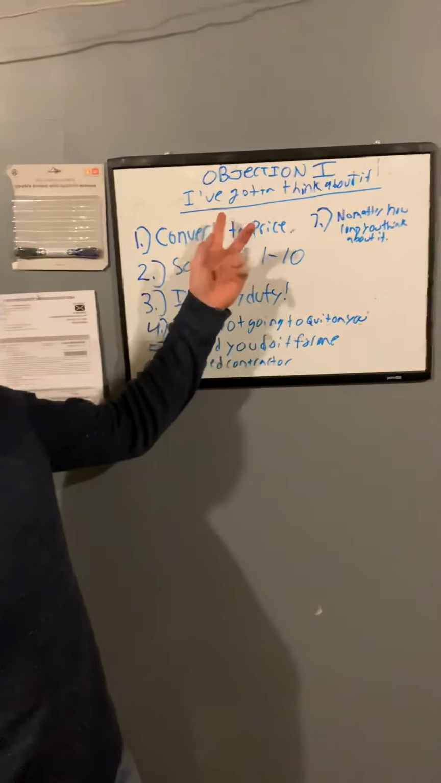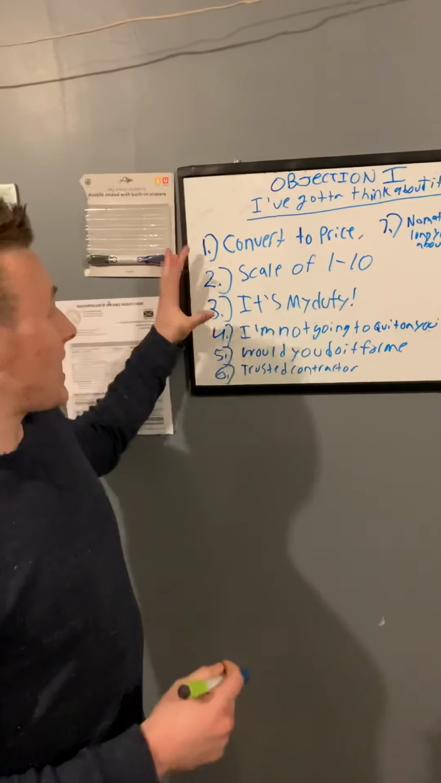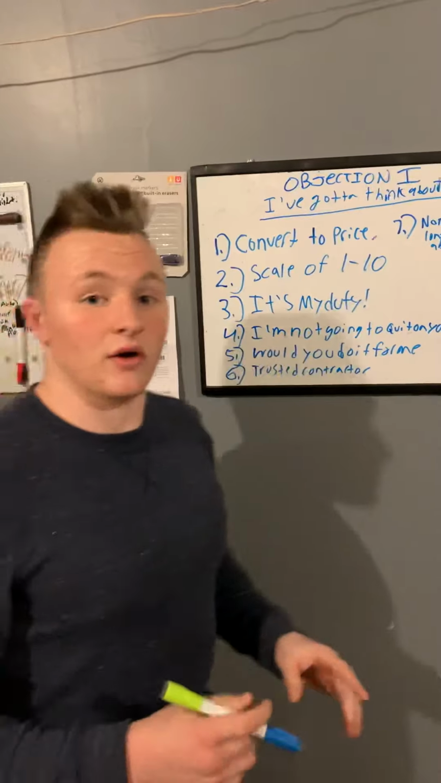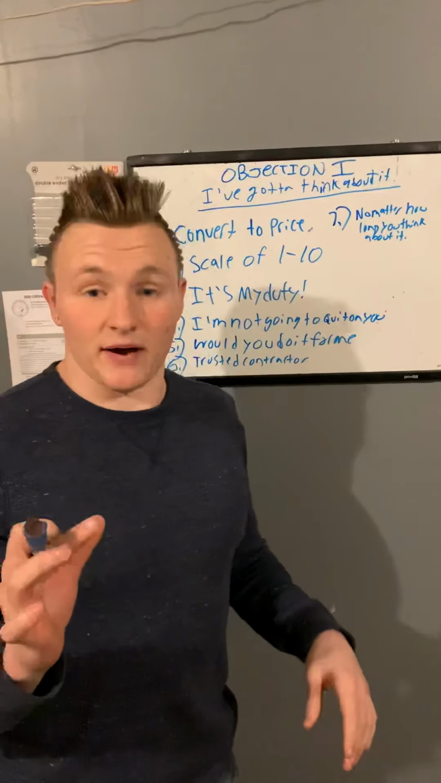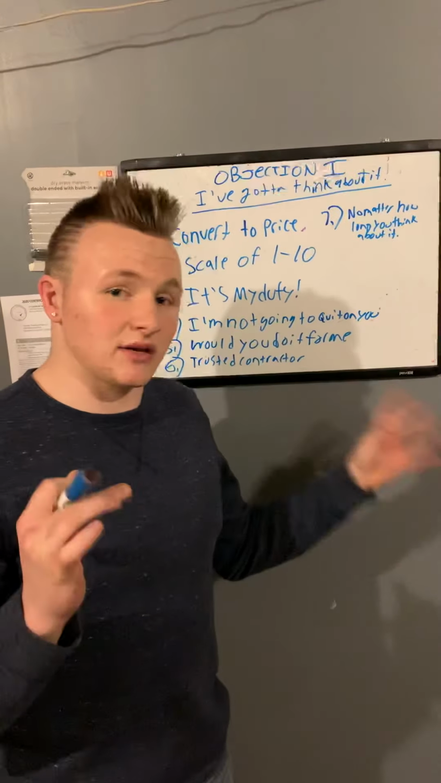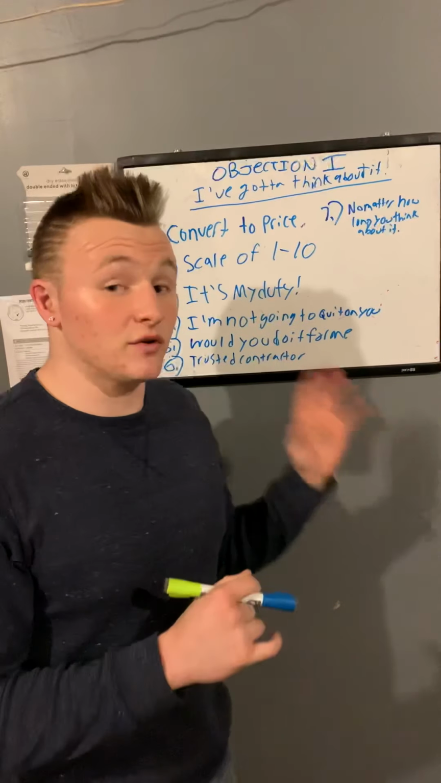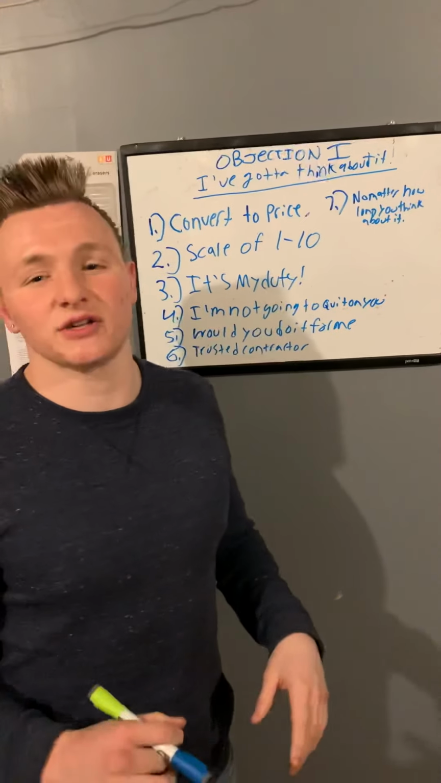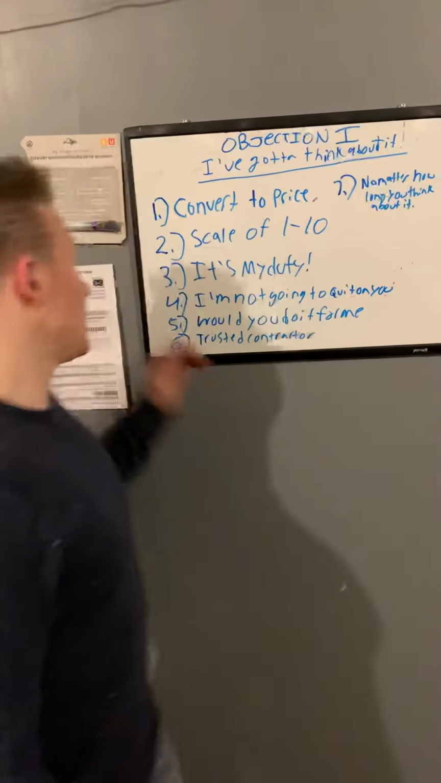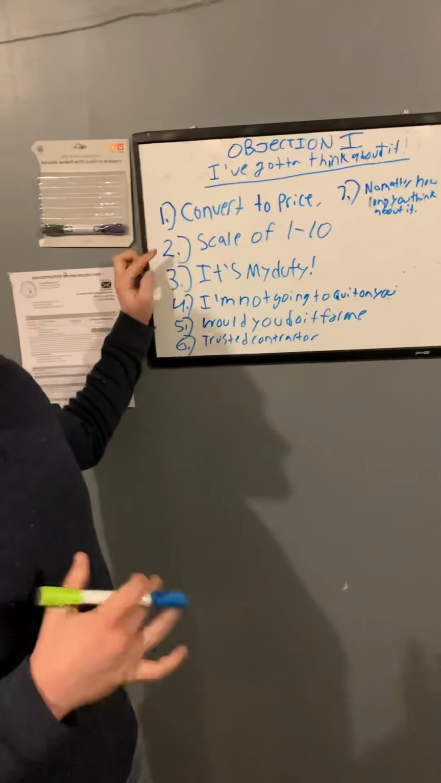So, objection 1 is I've got to think about it. It's pretty common. Okay? I've got 7 rebuttals that we call here. We want to memorize rebuttals because these are the things that are going to get you out of a jam and close a deal. If you can remember all these for every objection, you're going to be one hell of a closer. The first one is convert to price.